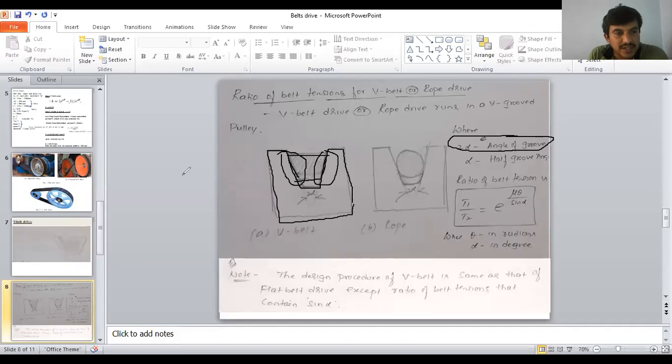In the V belt, where is the contact between the belt and the pulley? It is on the sides, not on the bottom portion. It is only on the sides of the belt against the pulley. Then the friction is more, and the angle of contact is more. When the angle of contact between the belt and pulley is more, more power is transmitted, right?